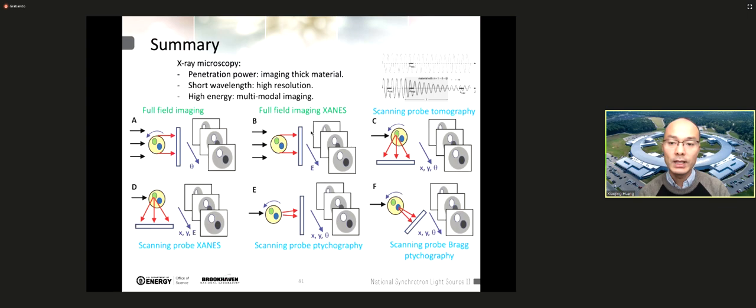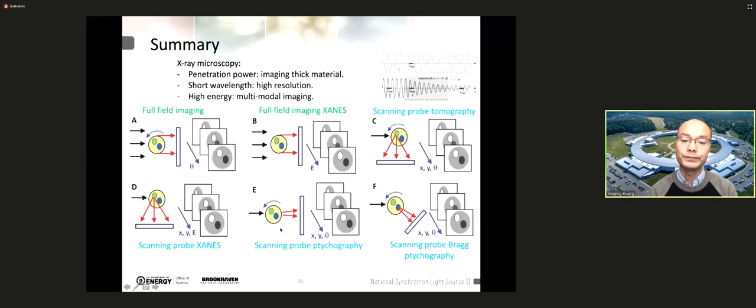And in this talk, we focus on the scanning probe techniques. The first method is that at each scan position, we collect the emitted fluorescence spectrum. And from that, we can get the individual elemental maps in the sample. And of course, we can rotate the sample and collect the same information at different projections, and assemble everything together to get a 3D reconstruction with fluorescence contrast. And we can also scan the incident X-ray energy and perform similar XANES type data analysis to get chemical oxidation state sensitivity of the sample.